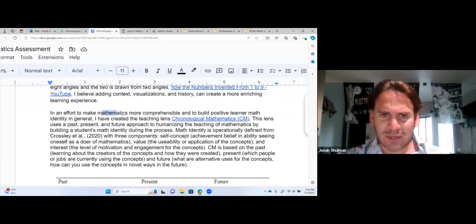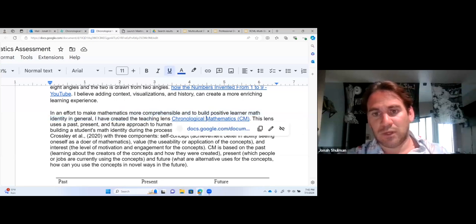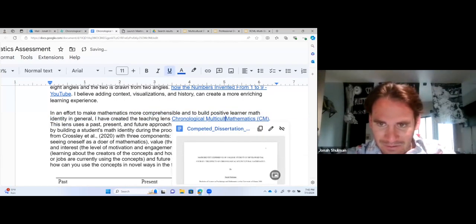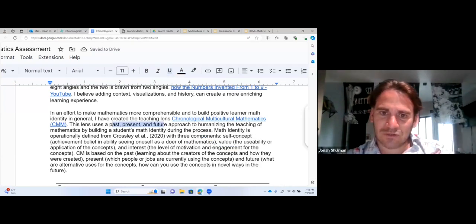So in an effort to make mathematics more comprehensible, to build a positive learner, I have created this chronological mathematics. It was originally called Chronological Multicultural Mathematics, CMM. I should probably write what it actually is. And this lens uses a past, present, and future approach to humanizing the teaching of mathematics to build students' math identity.